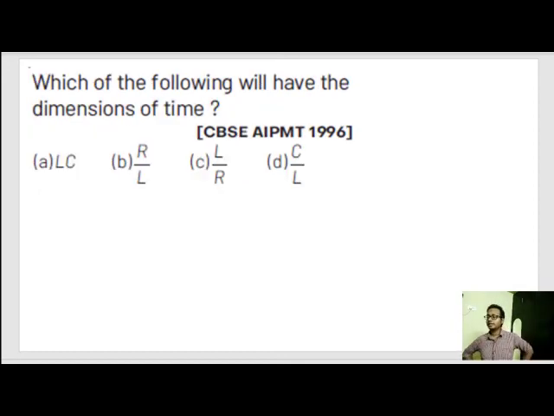So let's look at the next question. Which of the following will have the same dimension as time? LC, R by L, L by R and C by L. L is the inductance, C is the capacitance and R is the resistance. I have already derived the dimensional formulas for inductance, capacitance and resistance, so see your notes.